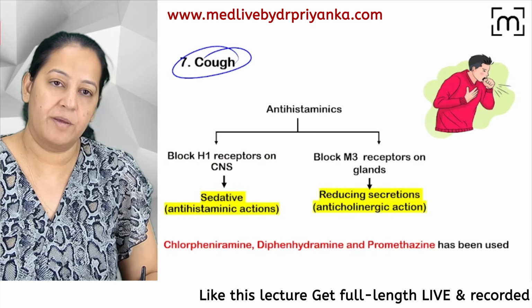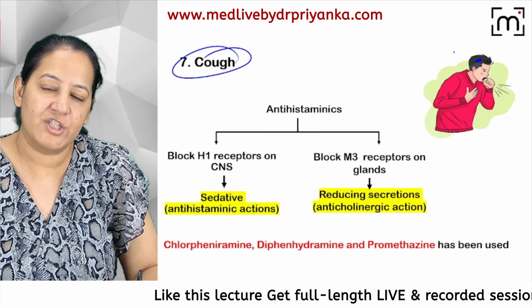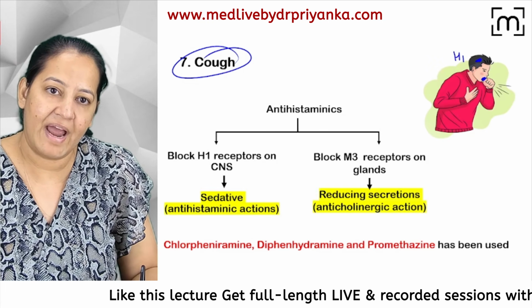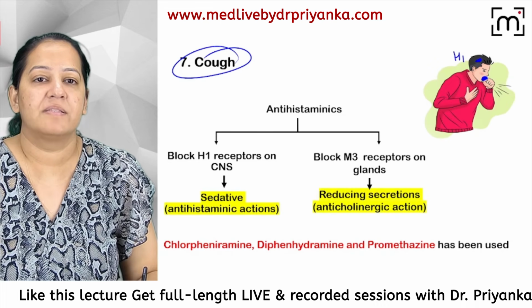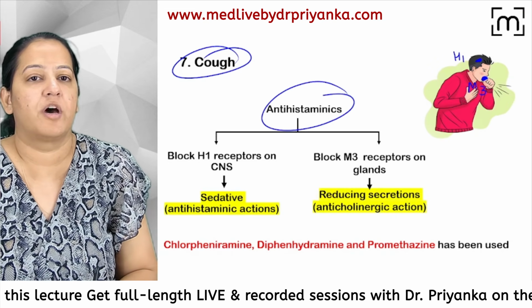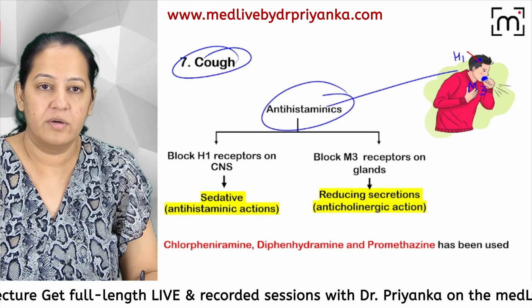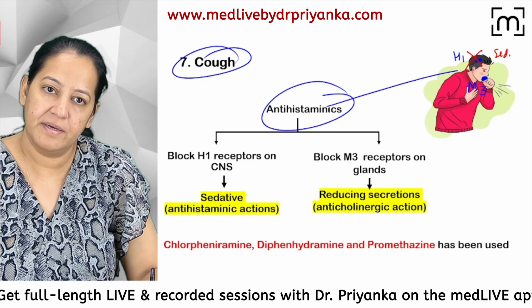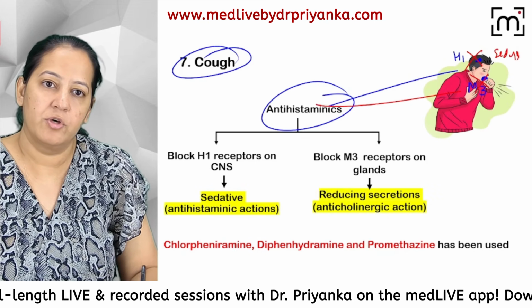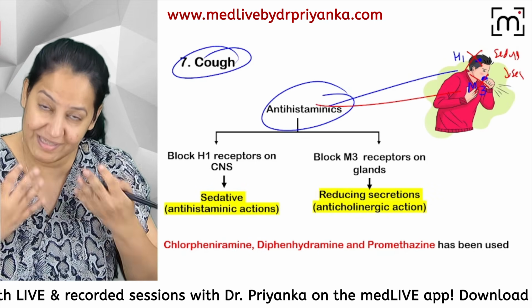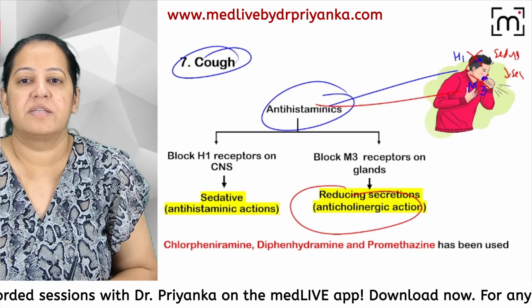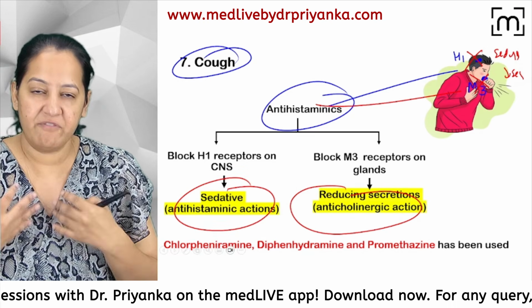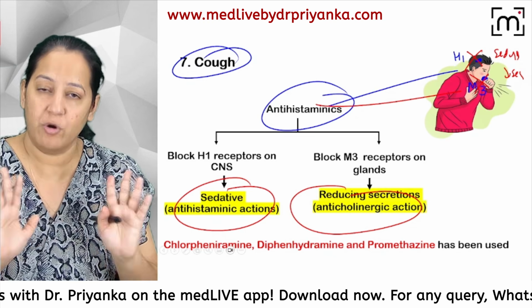So again, the same story. The person has H1 receptors in the brain and in the respiratory tract the person is having M3 receptors. And here both are blocked. H1 is also blocked, so the person will have sedation, and M3 is also blocked, so the person has less secretion. Less secretion means less sputum, less cough. So here decreased secretion and sedation. So when I have a cough, I want to sleep. Okay, I want to take rest.